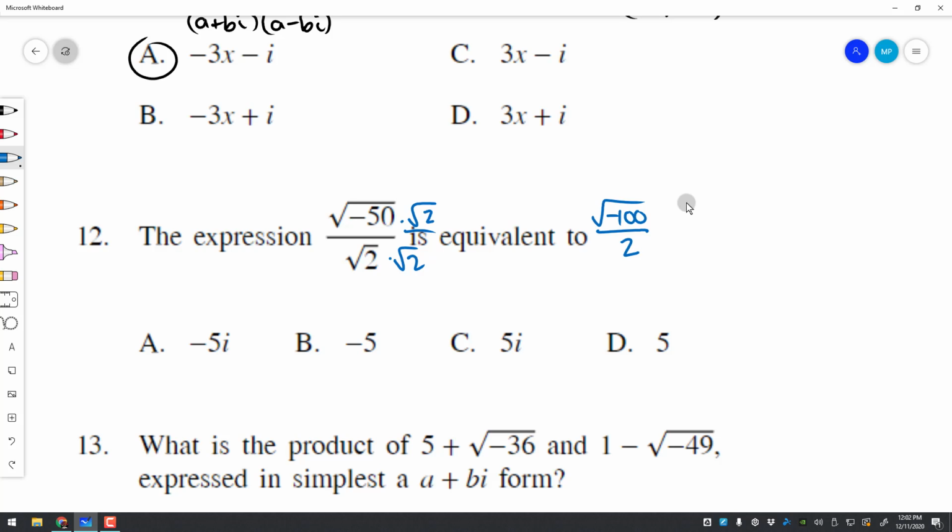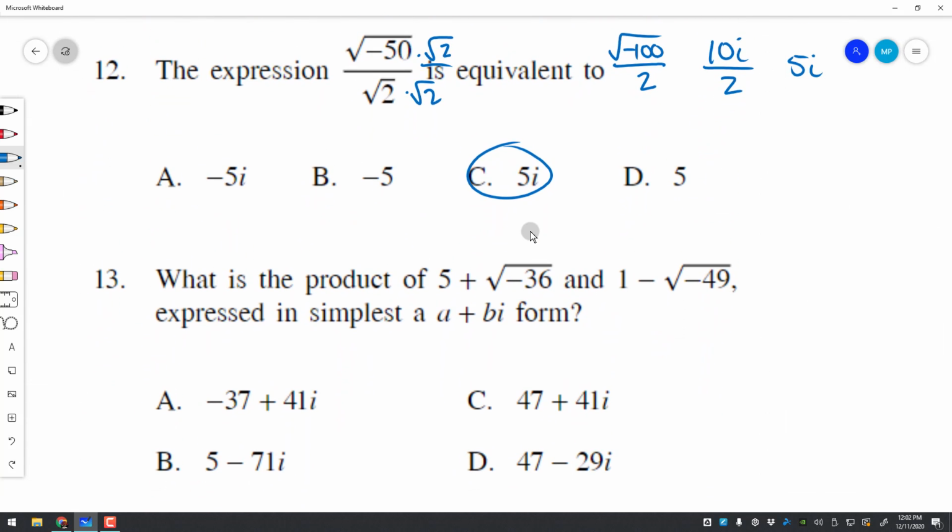Now in the top, square root of a negative number, we're going to have an i come out for the square root of negative 1. And the square root of 100 would be 10. So the top simplifies to 10i over 2. And simplifying the 10 over 2, we end up with 5i.